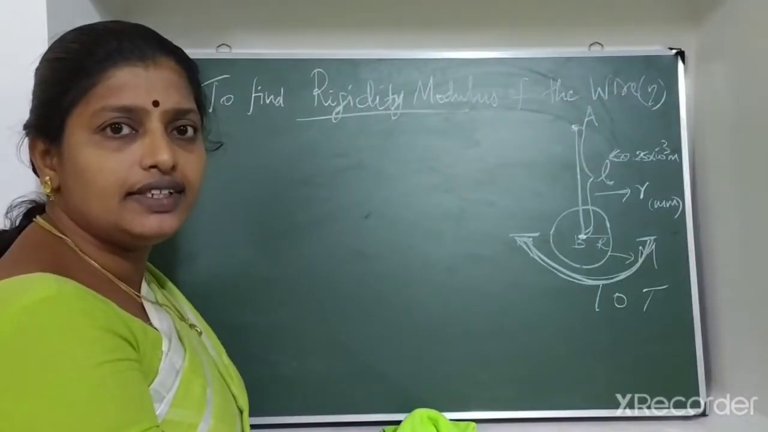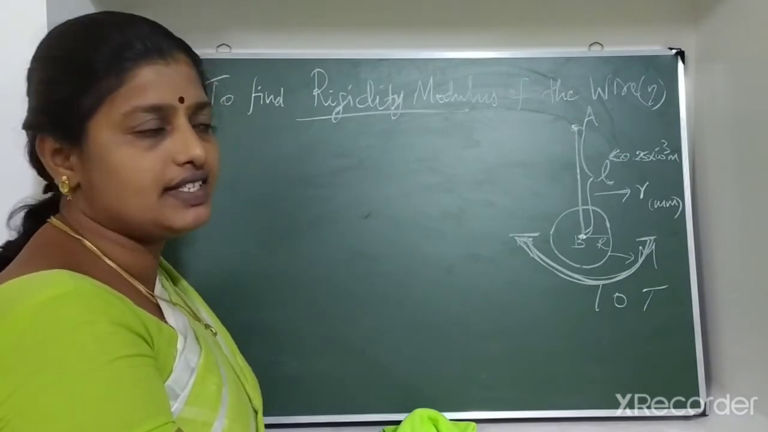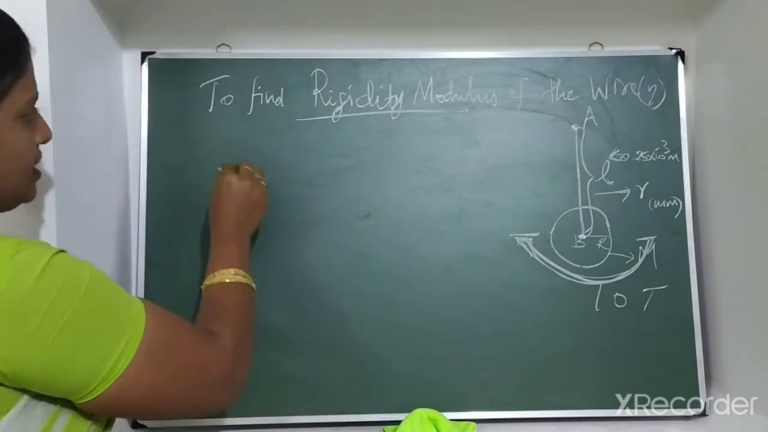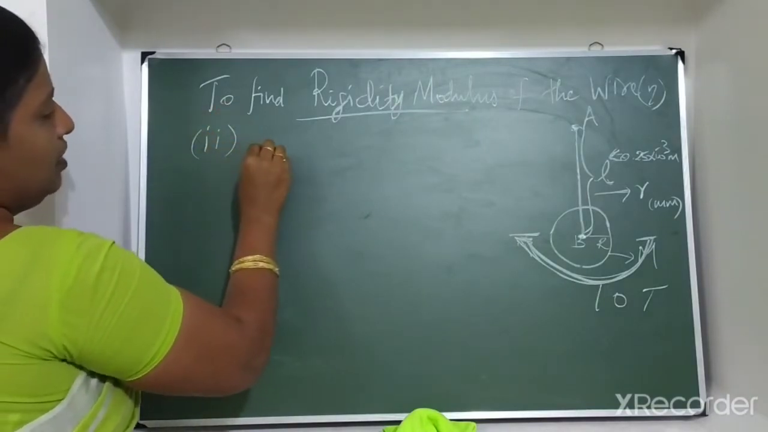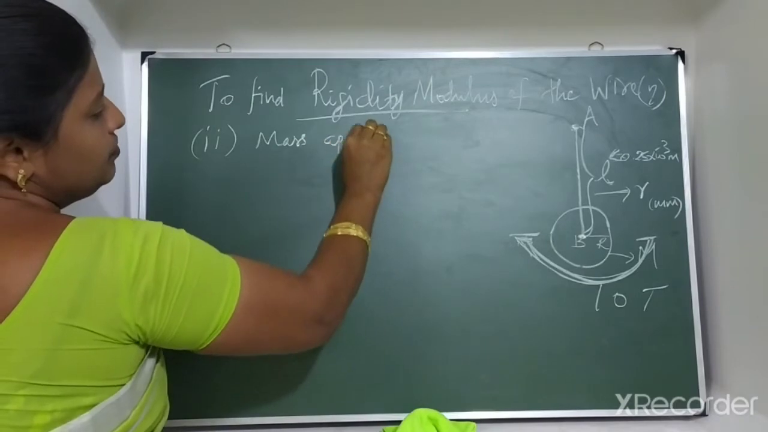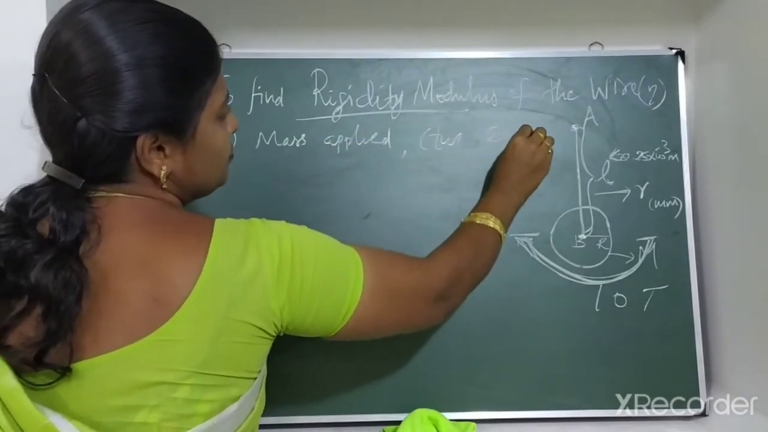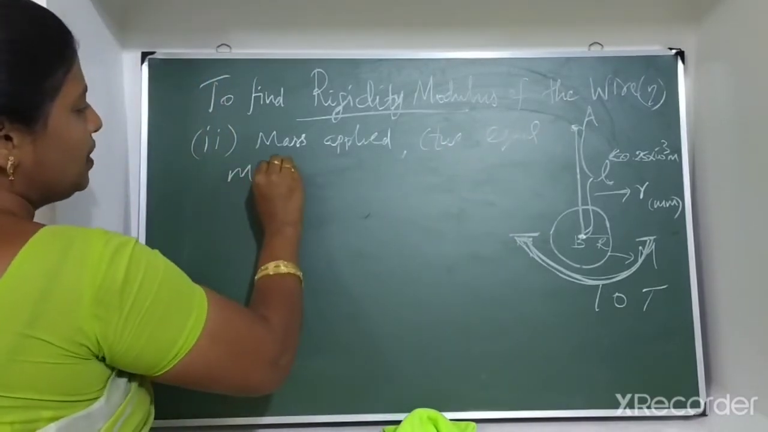Next is the second condition, with mass applied at distance d1. For example, mass applied, 2 equal masses, or 50 gram mass.